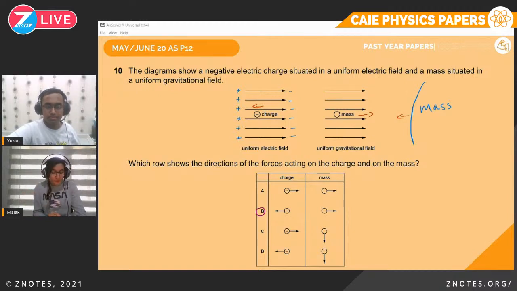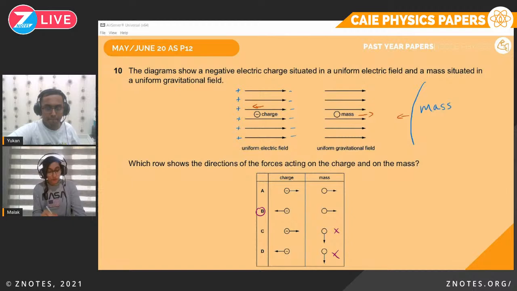You don't need to draw this, I'm just doing it for reference. Now, which row shows the direction of the forces acting on the charge and on the mass? Well, we can first start with the mass. Since this is a gravitational field, the mass will just be attracted in the same direction as the gravitational field. So it will be going to the right. So we know that these two are wrong, since the gravity is to the right.